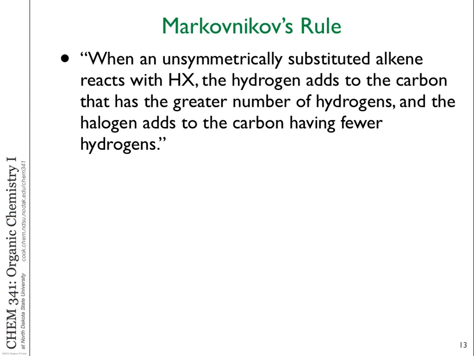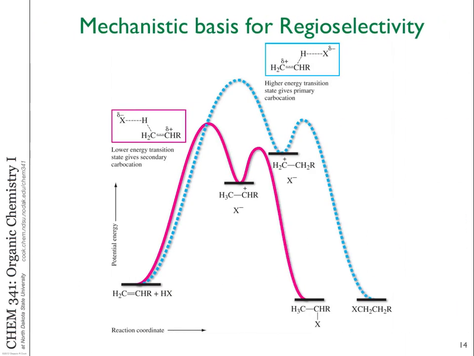The hydrogen adds to the carbon that has already the greatest number of hydrogens, and the halogen adds to the carbon that has the fewer number of hydrogens already existing on it. Now that's kind of a strange way to phrase that, but that was based on the observation of the products they got. Knowing the mechanistic details now, we know that the difference is in the energy of the intermediate carbocation.